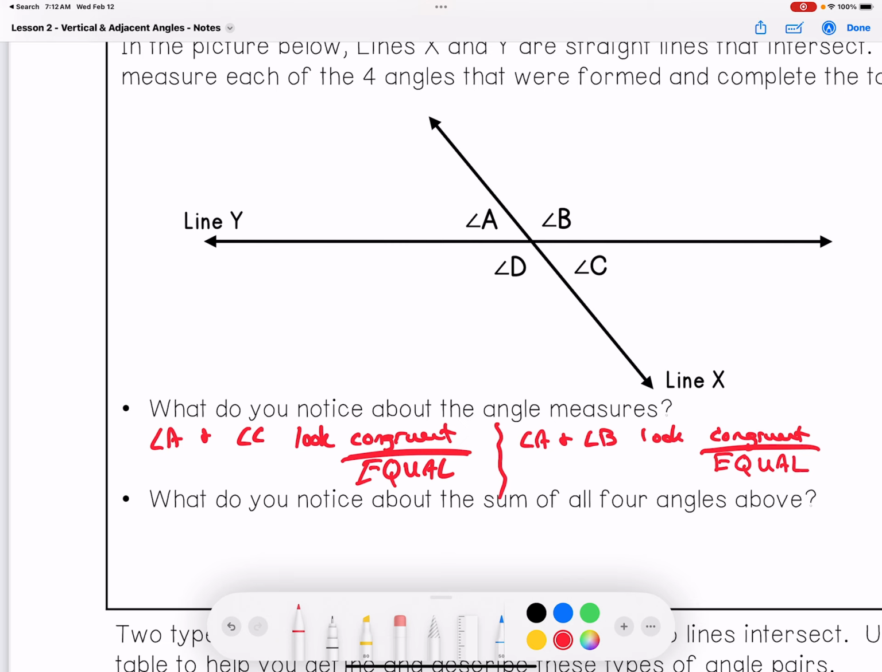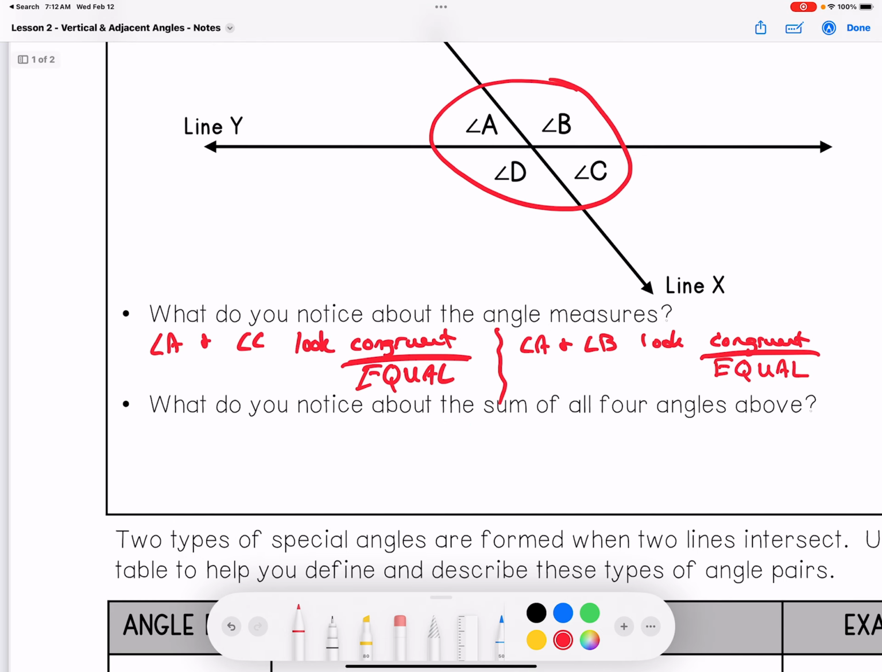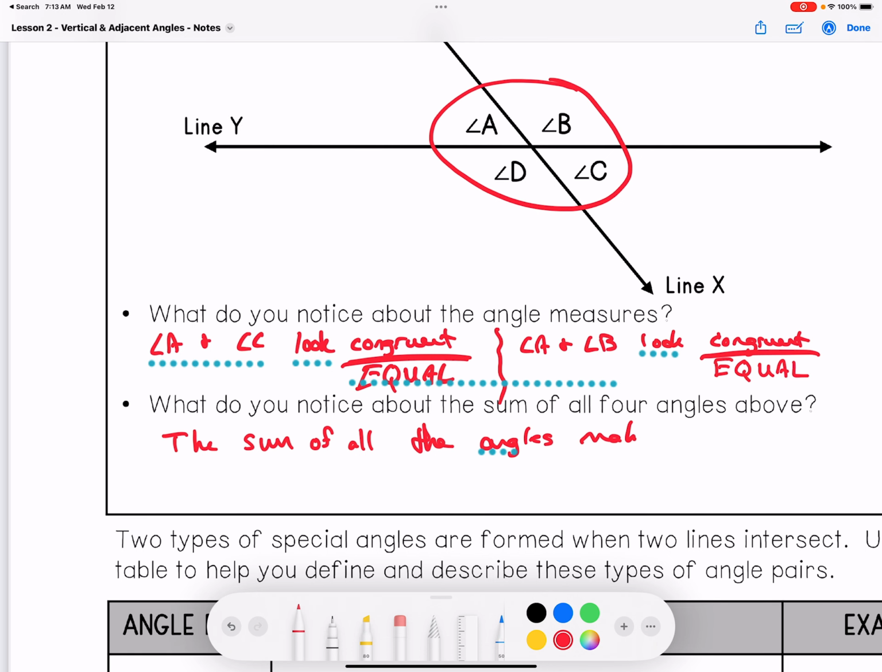All right, what do you notice about the sum? What does it look like? Well, what does that make, guys? When you add, right there, it makes what? A circle. The sum of all the angles makes a circle, aka 360 degrees.